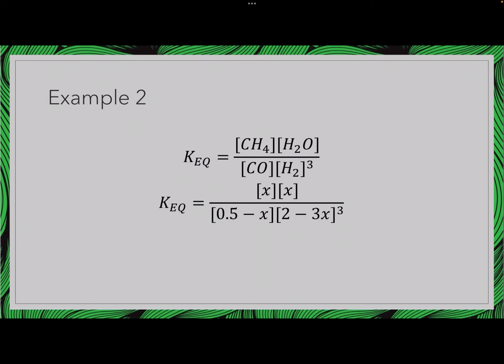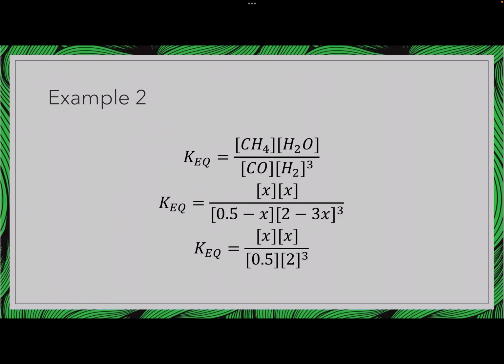We then apply the assumption. So remember, the assumption is when X is much smaller than Y, Y take away X is approximately equal to Y. So in this case, X is going to be small enough that if we take it away from 0.5 and if we take it away from 2, it's not going to change them all by that much.